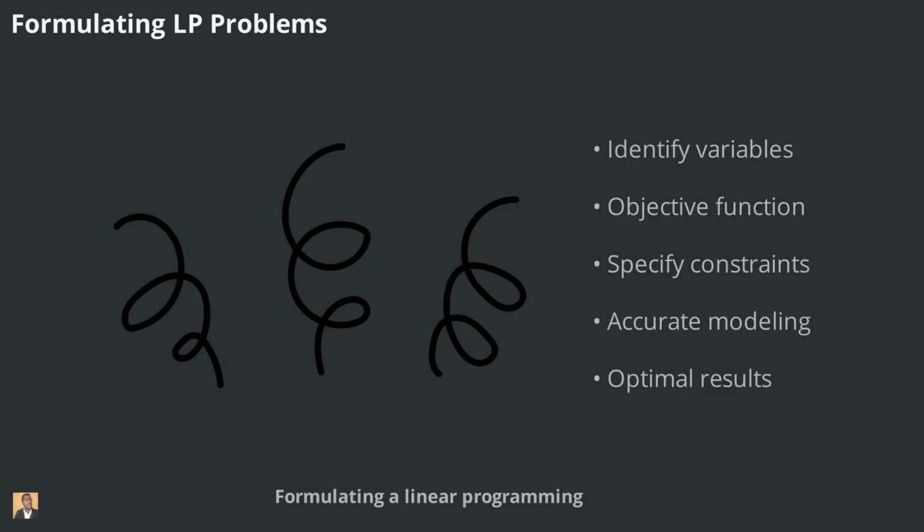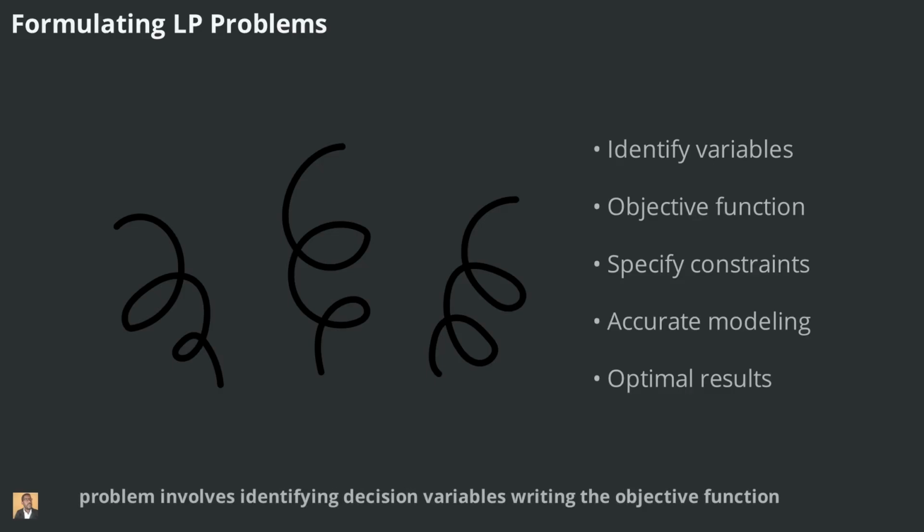Formulating a linear programming problem involves identifying decision variables, writing the objective function, and specifying constraints. Clear formulation is essential for accurate modeling and effective solution. Both graphical and simplex methods rely on well-defined problems to deliver optimal results.